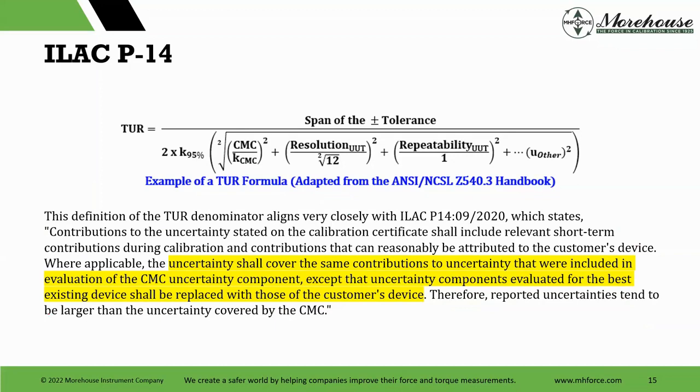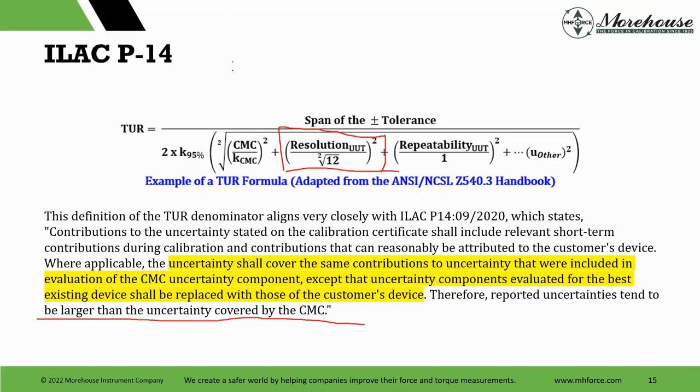This is correct, right? Because when we're using the best existing device, things like resolution, maybe we have an indicator that'll read out to 6 decimals. We bought a super high-end one, and then the customer sent in a 5-decimal one. This is where resolution becomes that much more critical. And if you look at the definition, it's also why we need resolution, so we can't cheat, right?